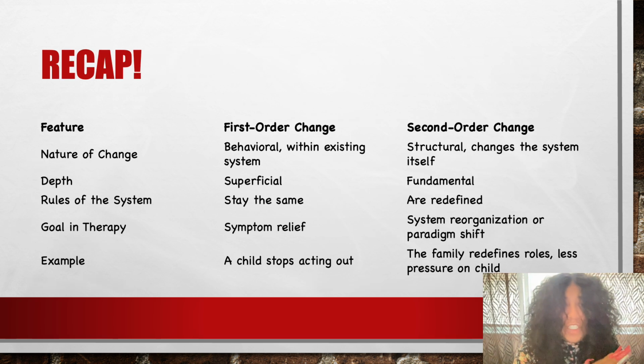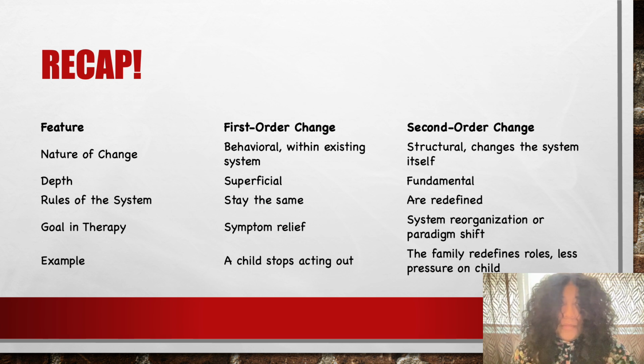First order change, the nature of the change is just behavioral, modifying, altering behaviors, right? The depth of it is superficial, and the rules of the system and the roles stay the same. The goal is going to be what? Symptom relief. That's why strategic therapy is good for first order change. Example, a child stopped acting out. Even though the child may have stopped acting out, what were the parents doing? Did the child stop acting out only in certain environments? Were they still acting out in certain areas? Are the parents still seeing him acting out in certain other ways, and now the parent is still trying to do what? Have control over the behavior, right?